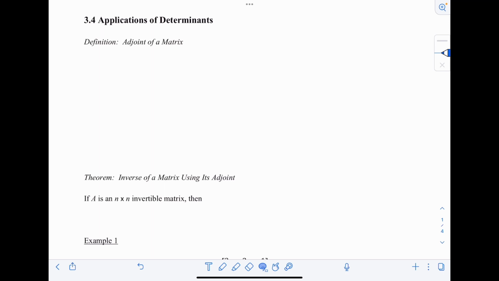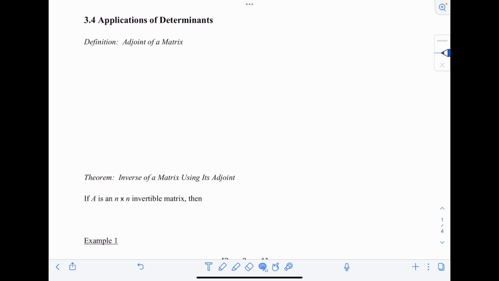This is lesson 3.4, and obviously we are looking at applications of determinants here, as the title suggests. We're going to look at three different ideas in this lesson. We're going to start by looking at what's called the adjoint of a matrix and how we use the adjoint to find the inverse of the matrix. And this is actually one of our learning objectives for the course.